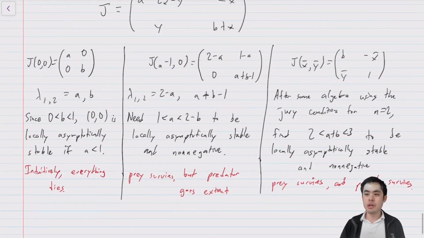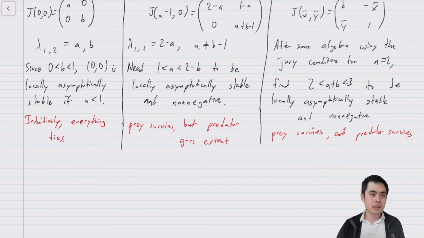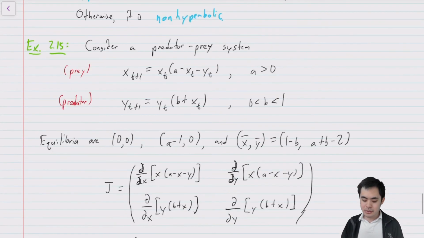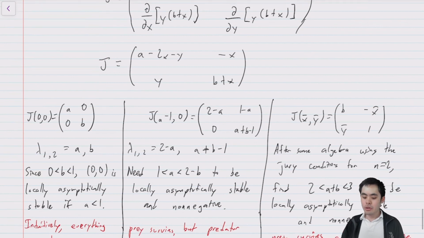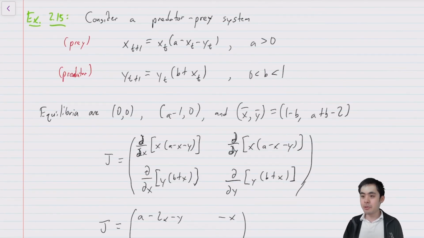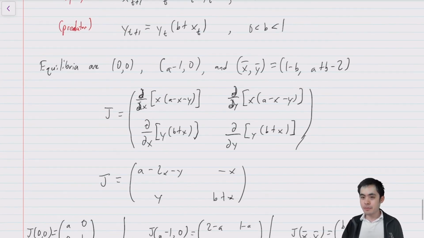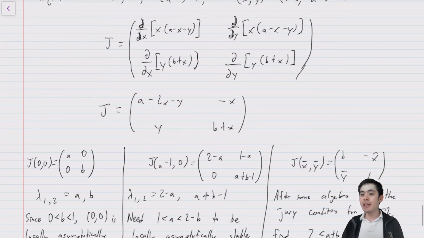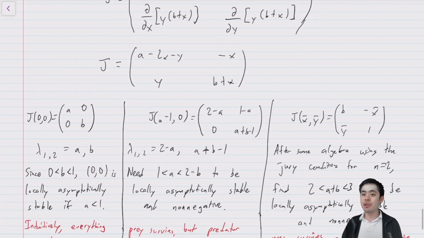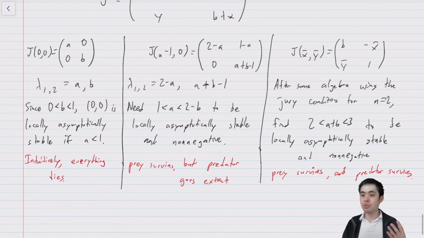Okay, so that's about it for this video. We went through some of the various Jury conditions, as well as proved it for the case of n equals 2, and gave this example in the case of n equals 2, where the first thing you do is find your equilibria, then you find your Jacobian matrix, and then you see what the eigenvalues of the Jacobian matrix are, and that determines the local asymptotic stability, or whether it's unstable, for each of those equilibria.